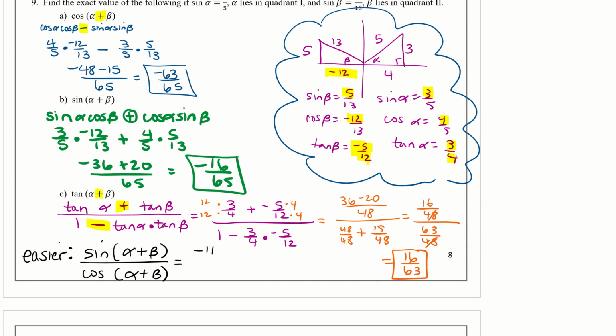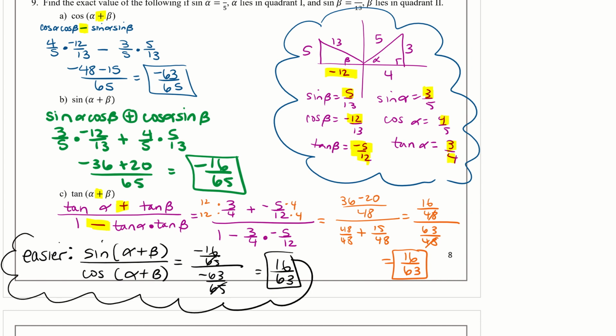So this would be negative 16 over 65 over negative 63 over 65. The denominators cancel, as do the negatives. I think that's way easier than using the sum formula for tangent. Now, if I hadn't already done the sine and the cosine with the sum formulas, I think maybe the tangent formula would have actually been easier.